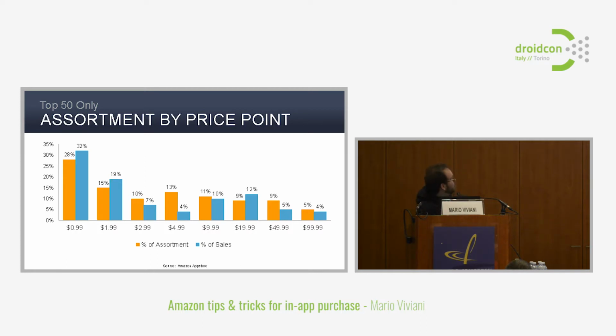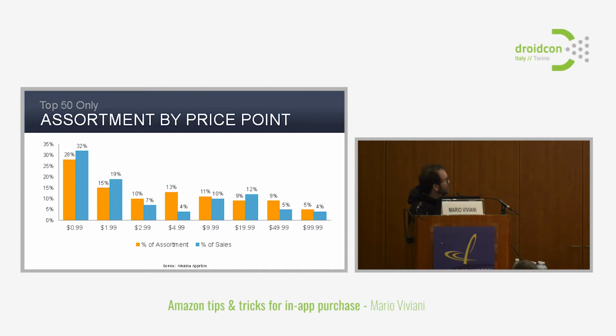But the interesting bit is that the revenue that comes from these two chunks of items is actually pretty small compared to the space that is dedicated to them. It's less than 50%. And when it comes to the $1.99 items, it's actually a third of what you expect. So dedicating a lot of space to the lower priced items is not paying off.